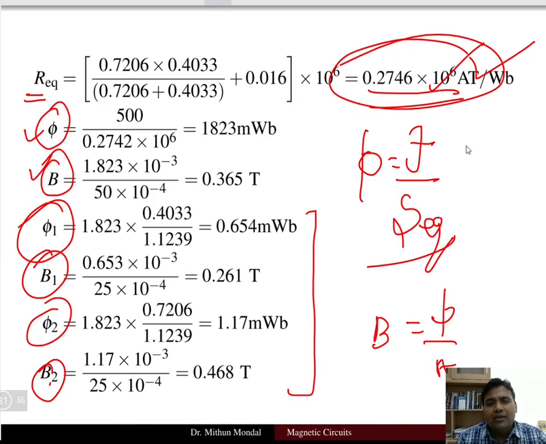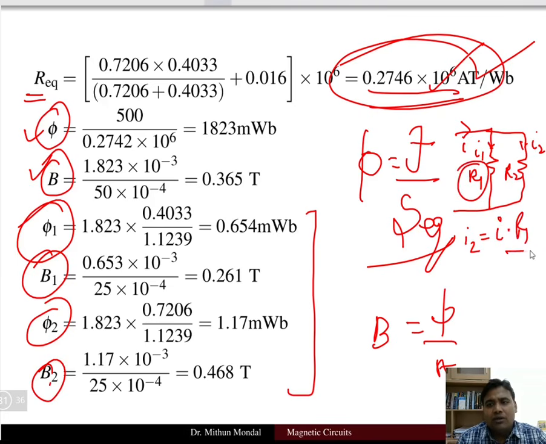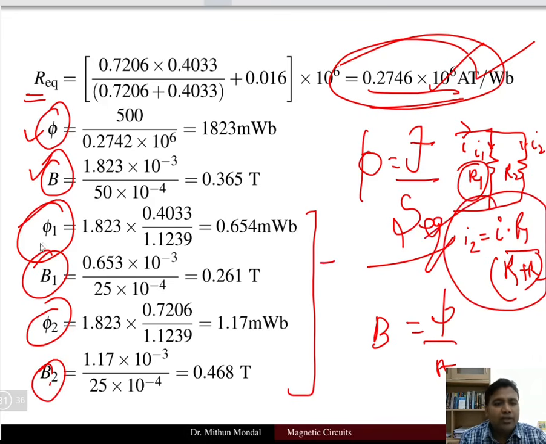So you know that in circuit problems there is voltage division and current division. If you have two parallel branches and this is your current I, there are two divisions, I1 and I2. If this one is R2 and this one is R1, then I2 is basically the total current I multiplied by R1 divided by R1 plus R2. Similarly, you have to use this concept here to determine the values of phi1 and phi2, and that will give you B1 and B2.